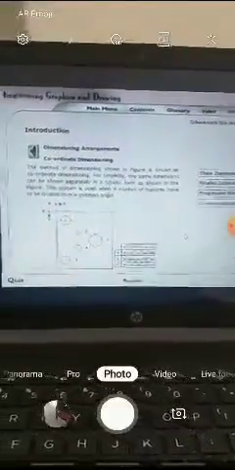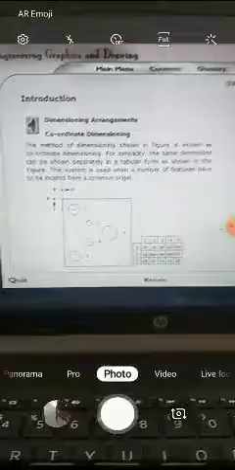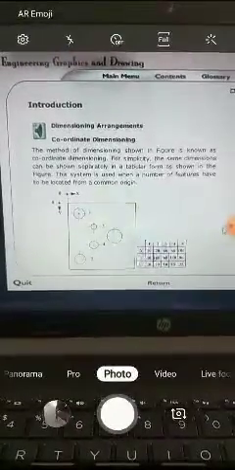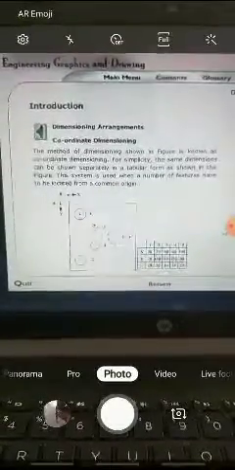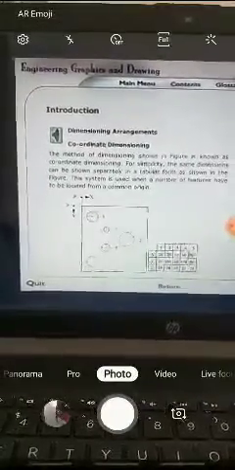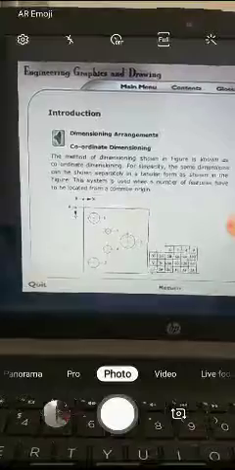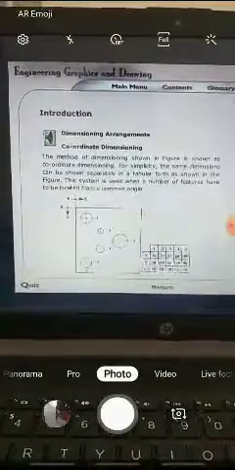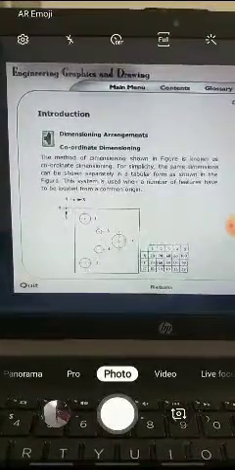Coordinate dimensioning. The method of dimensioning shown in the figure is known as coordinate dimensioning. For simplicity, the same dimensions can be shown separately in a tabular form as shown in the figure. This system is used when a number of features have to be located from a common origin.